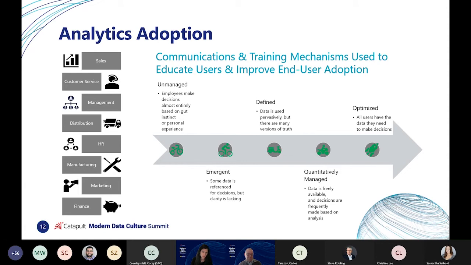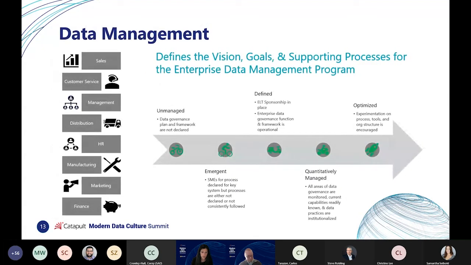Data management. I'll take this one. So this is the fourth category, for the data management categories. Within this one, it defines the vision, goals, and supporting processes to look at the enterprise data management program. And we see this a lot across all different types of clients and industries, where they need assistance to help manage their data environment. Data governance plays into this as well, because it's like, how do I use my data appropriately across the organization?